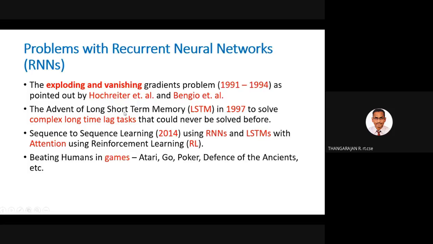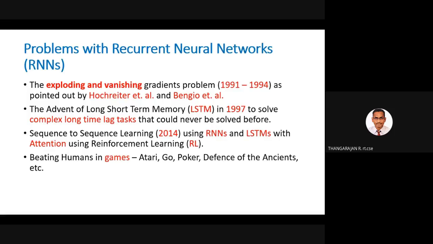Okay, we call them long-term, short-term memory cells, to solve complex long-time lag tasks. For example, say there's a dependency between two elements in a sequence which are separated in time by a long gap, then how to capture that long gap dependency? So I will give you an example later.